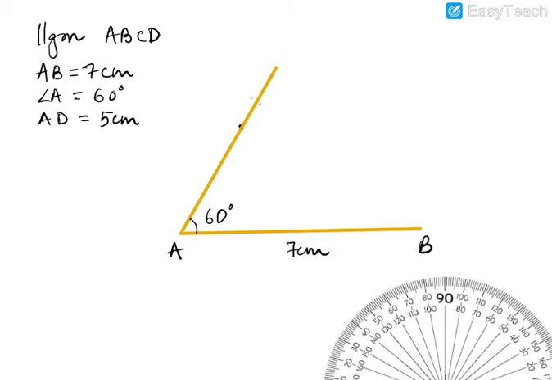Now align the 0 of your ruler at point A and along this line and mark a point D such that AD is 5 centimeters. Now the angle at point D will be 120 degrees because we know that opposite sides of a parallelogram are parallel. So if angle A is 60 degrees, angle at D will be 120 degrees.